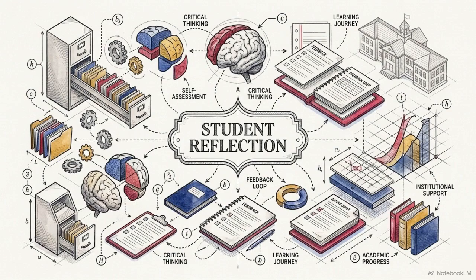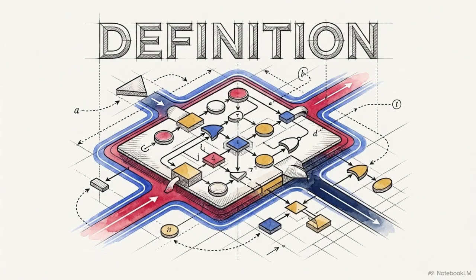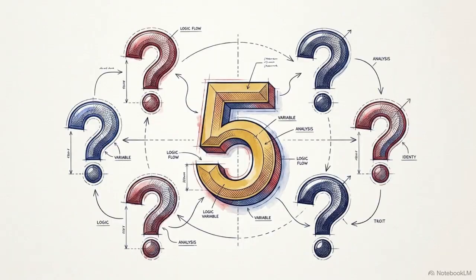Think of one repeated task in your own school office. Who performs it? In what exact order? And which record proves that the task was completed? Let's review for your examination. Question 1. What is office procedure? It is the predetermined sequence or system followed to perform office work.